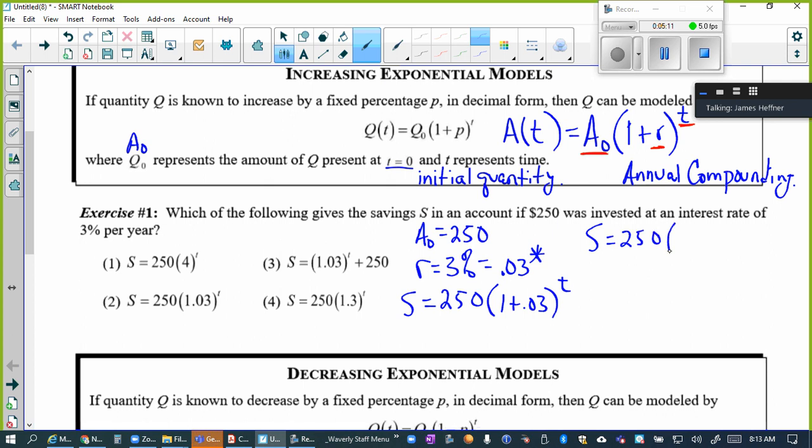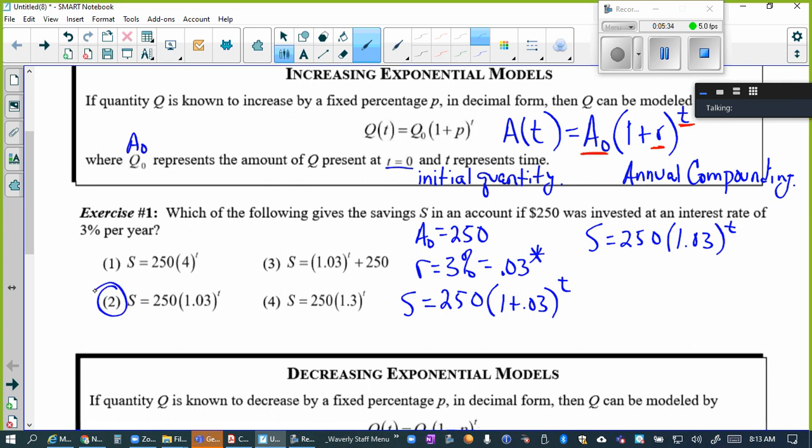250, what would that become in the parentheses? When you add those, come on. 1.03. Yeah, simple enough, right? To the T. And that would represent how much money you have in that savings account over time, right? Which is choice what? Choice number 2? Yeah. Okay.